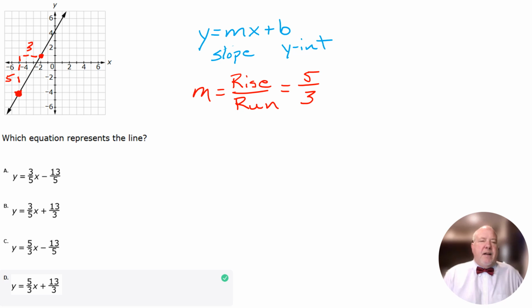So my slope is 5/3. And I know my y-intercept's positive. So the answer is D. B and D have the same y-intercept. They have different slopes. So hopefully that helped you out.